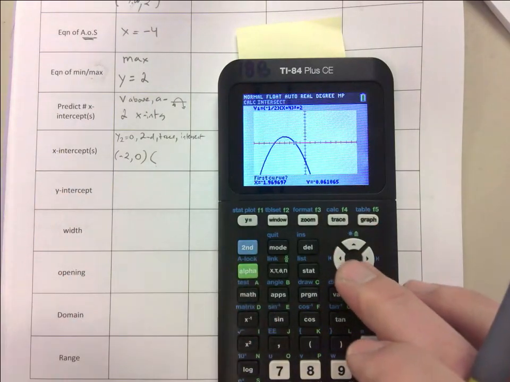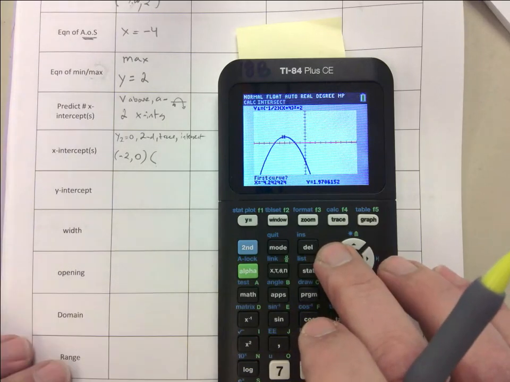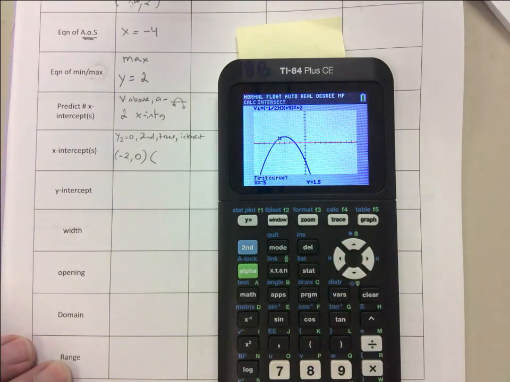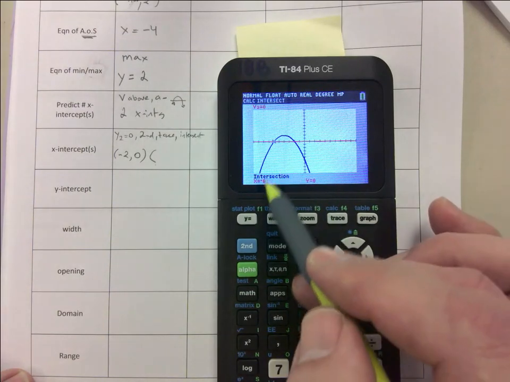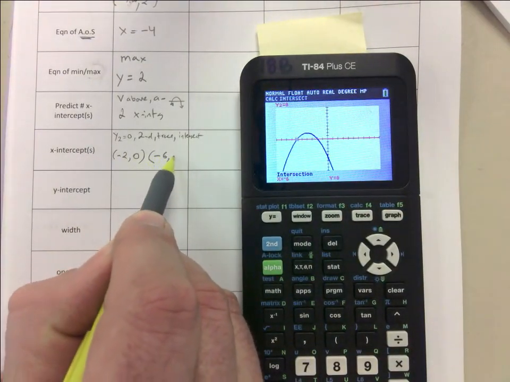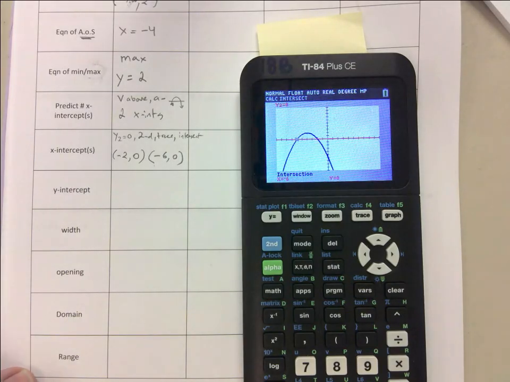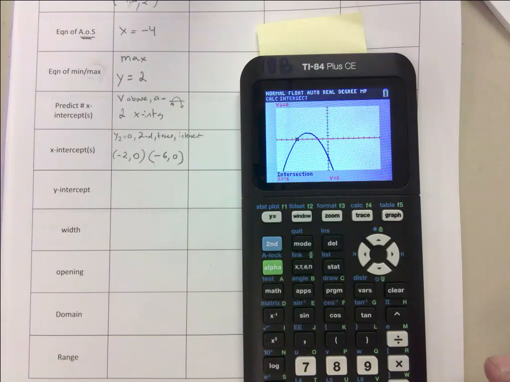And the other one, just go over left or right arrows. If you go up and down arrows, you're jumping curves. You want to go sideways, okay? And that one is negative 6, 0. We're good so far? If you work on the other ones, I'll come around and help you out.